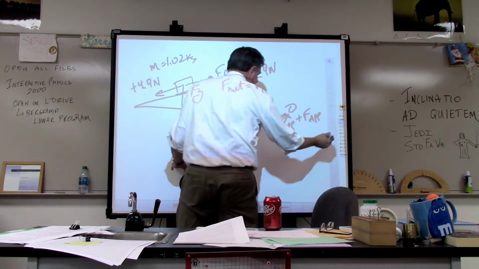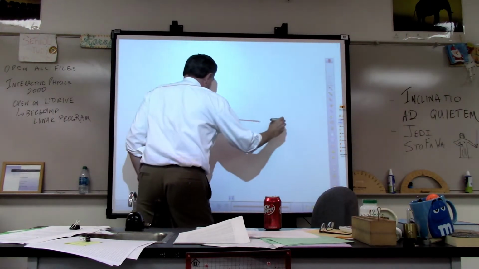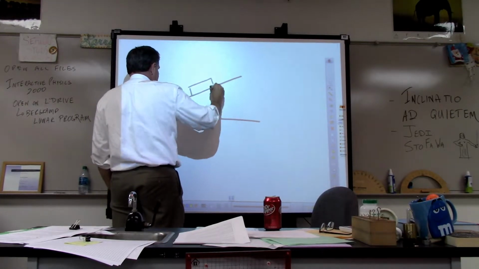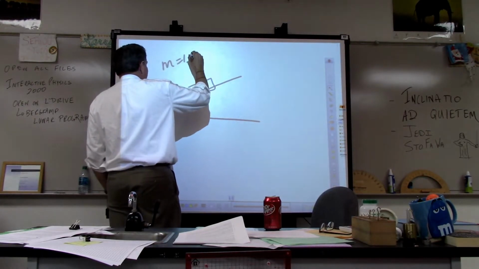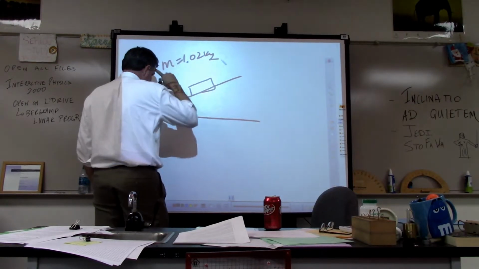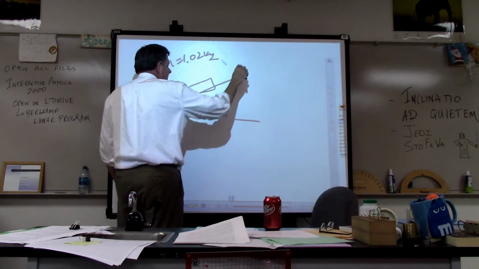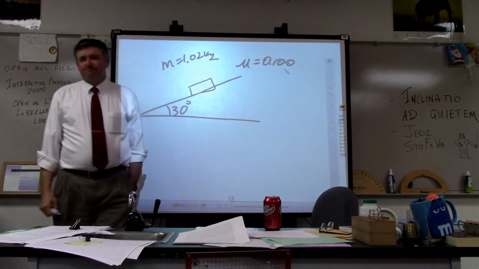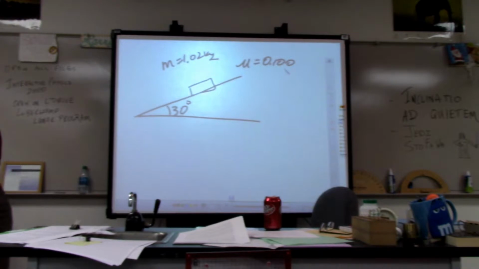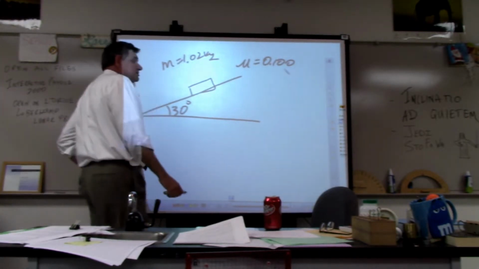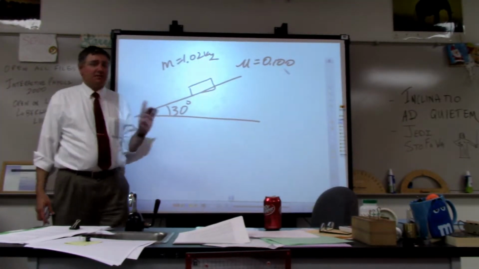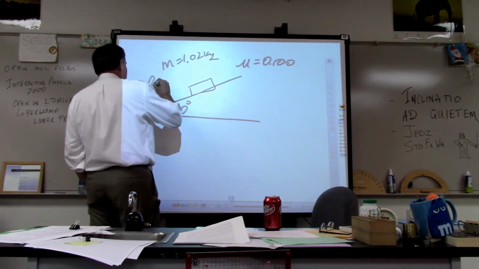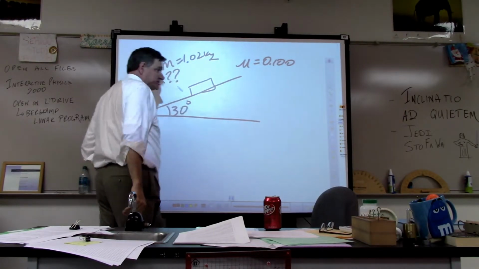Now we're going to change the system. We're still going to keep the 30-degree angle. We're still going to have a mass of 1.02 kilograms. But now I'm going to tell you that mu is 0.1. So now what do we have? Friction. So here's the setup. I'm going to let go of this block. And I want to know what's the acceleration of the system.